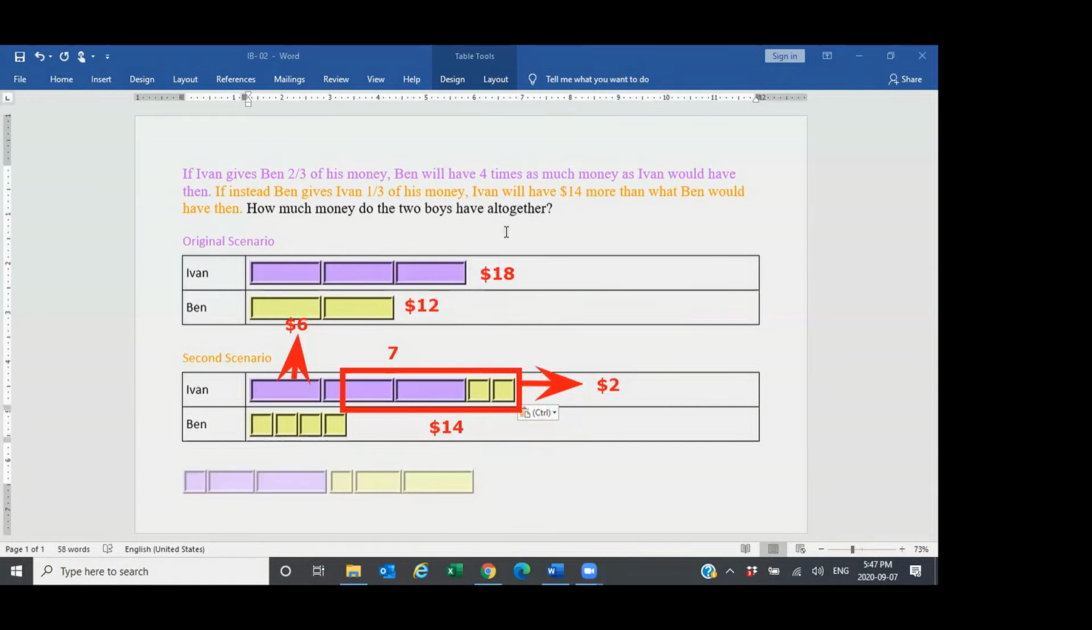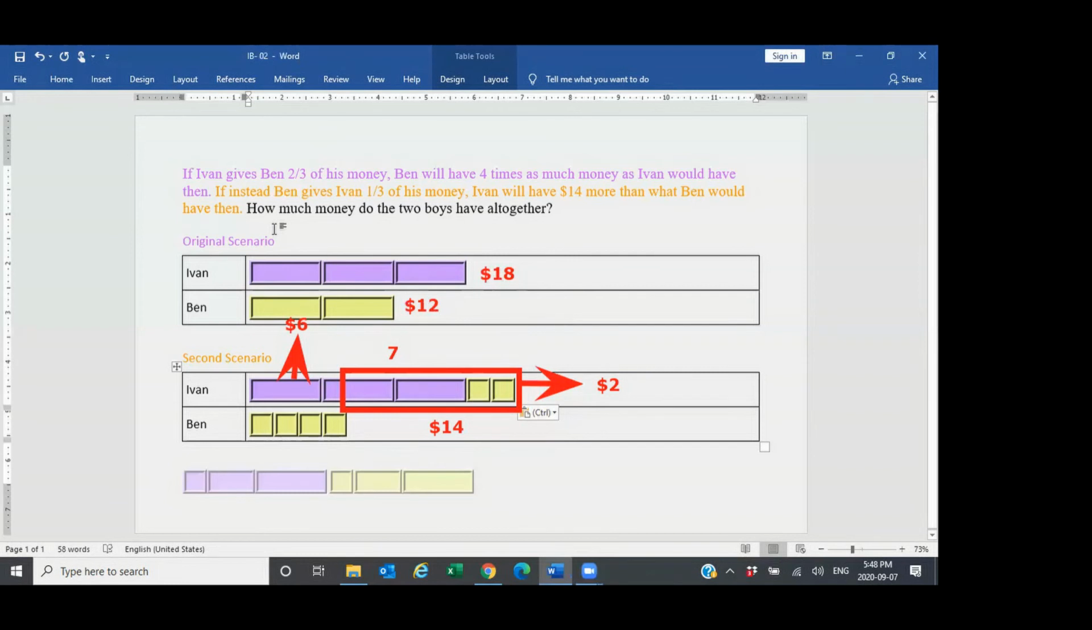There we go. So now that we know how much each boy has, we have to know how much they have all together. Just go back on the mouse. Because that's what the question says. How much money do the boys have all together? If Ben has 12 and Ivan has 18, we just add them together. And 12 plus 18 is 30.